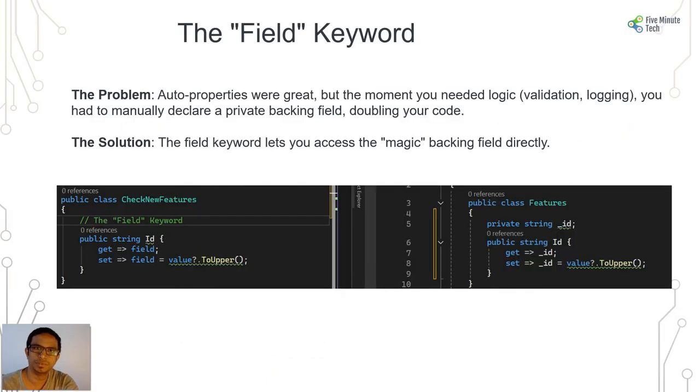The first and foremost is the field keyword changes. The problem was auto properties were great, but the moment you add the needed logic, the validation, logging, and other things, you had to manually declare a private backing field, doubling your code. And the solution is the field keyword lets you access the magic backing field directly.